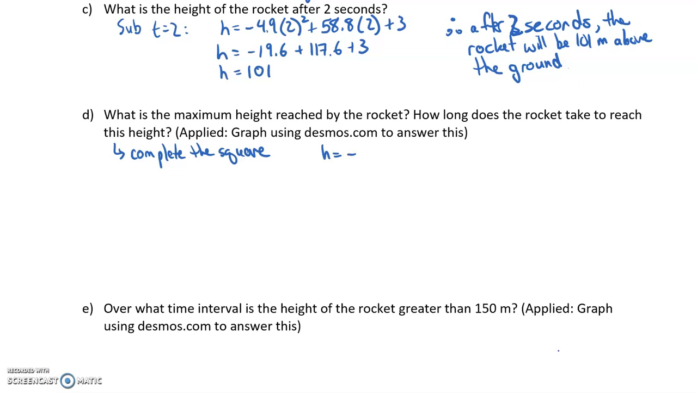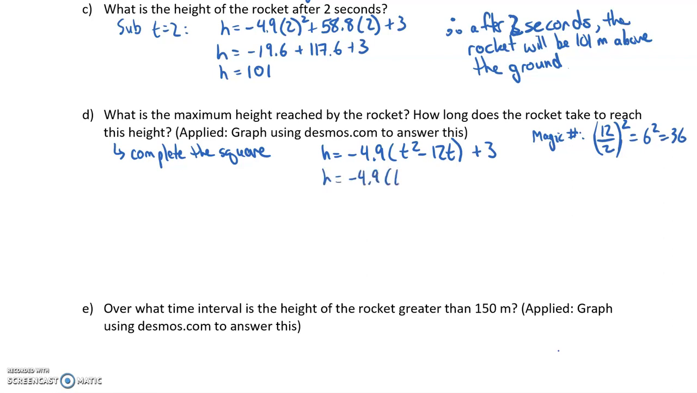So h equals, I'm going to common factor out negative 4.9 out of the first 2 terms. I'm going to be left with t squared minus 12t, because negative 4.9 times negative 12 gives me 58.8. And then I'm going to have the plus 3 outside of that. Now that magic number is going to be 12 divided by 2 squared. So it's the coefficient on the t term, halved and squared. Well, 12 divided by 2 is 6. 6 squared is going to be 36. And I add that and subtract it inside the brackets. So t squared minus 12t plus 36 minus 36 plus 3.